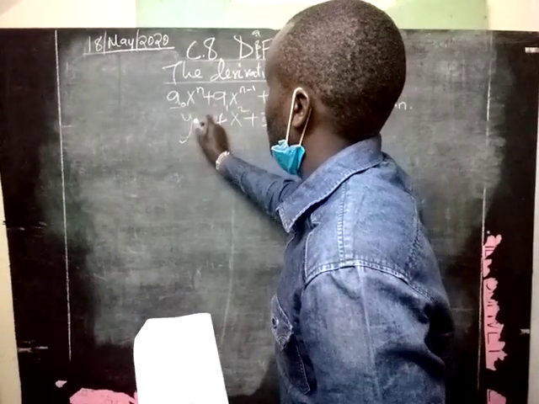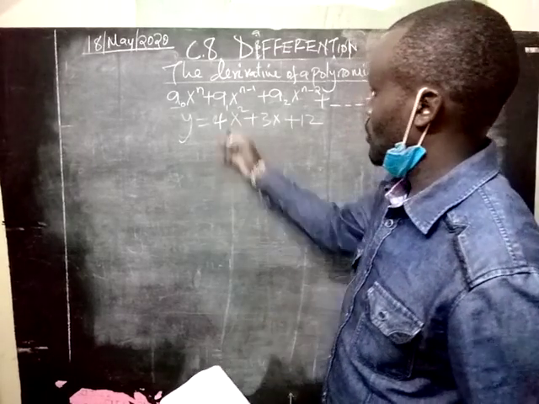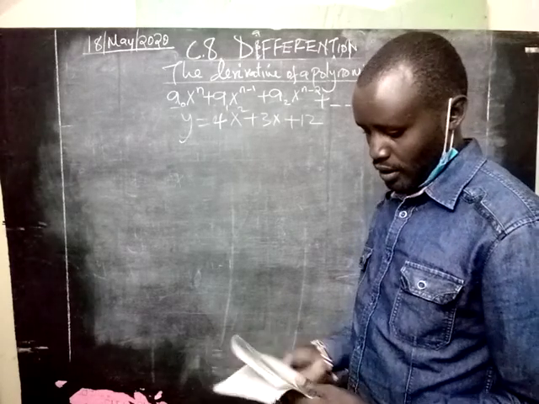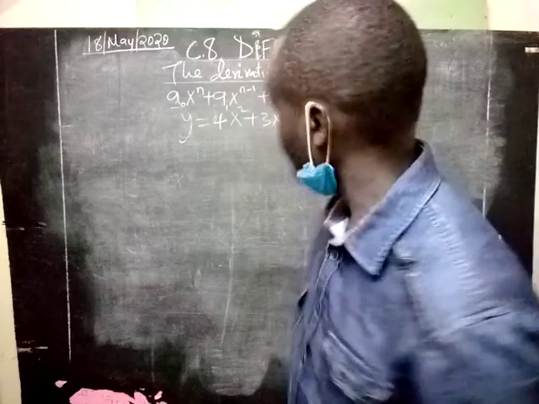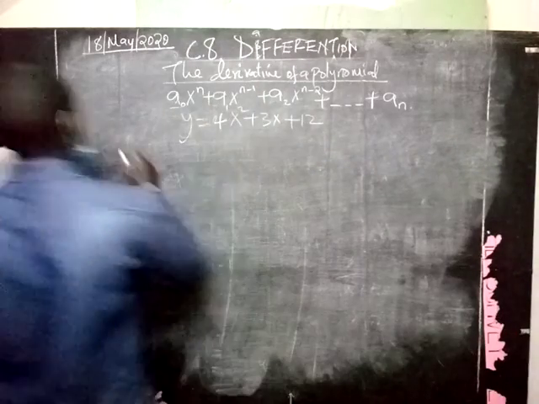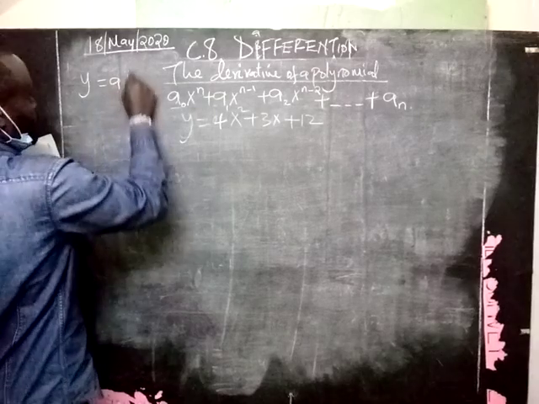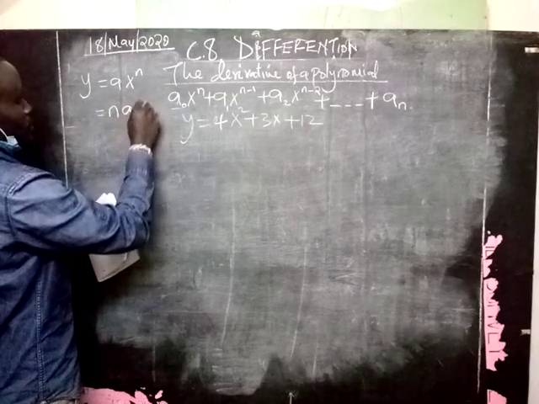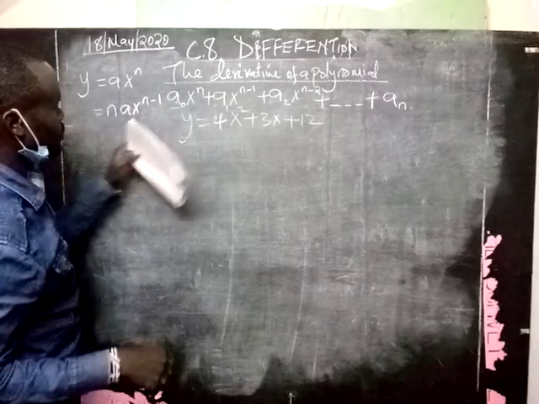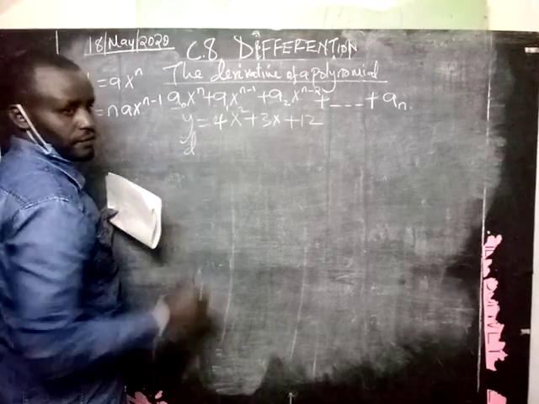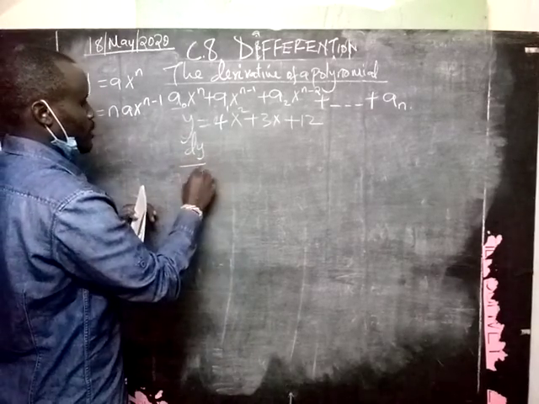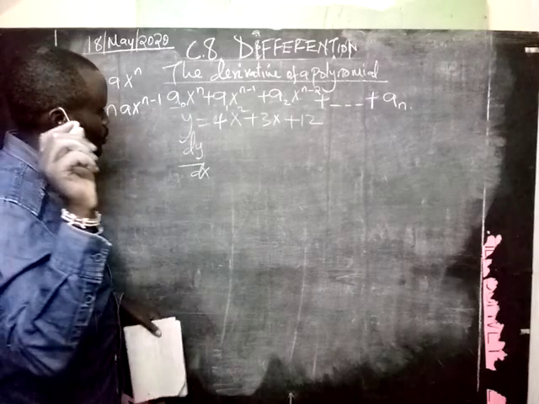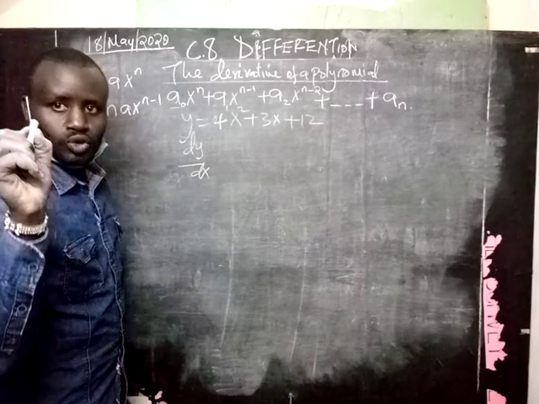So we have this equation of a curve, y equals 4x squared plus 3x plus 12. We want to find its derivative. After knowing that when we have y equals ax^n, the derivative is n a x^(n minus 1), we are going to use this to differentiate y with respect to x.